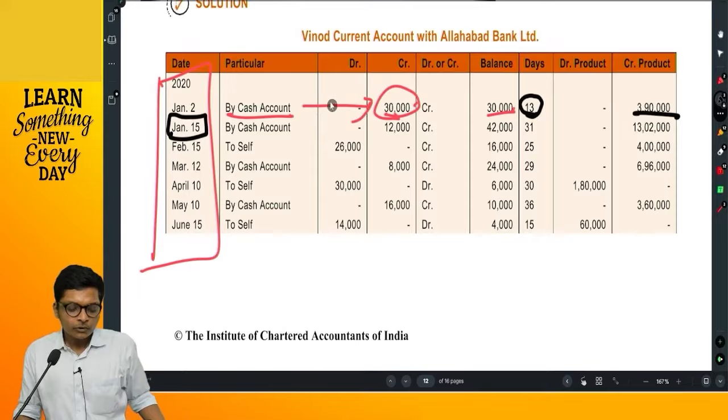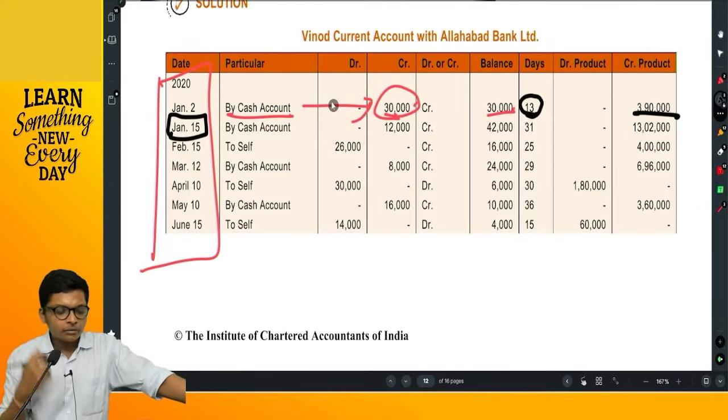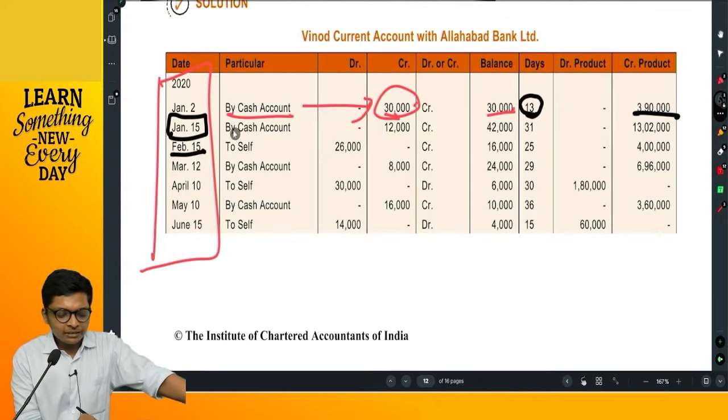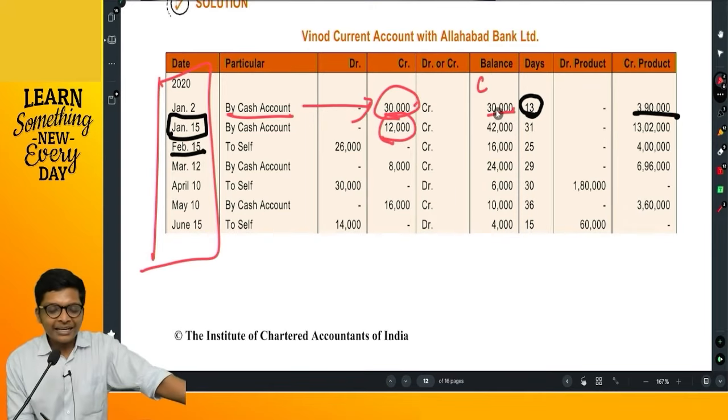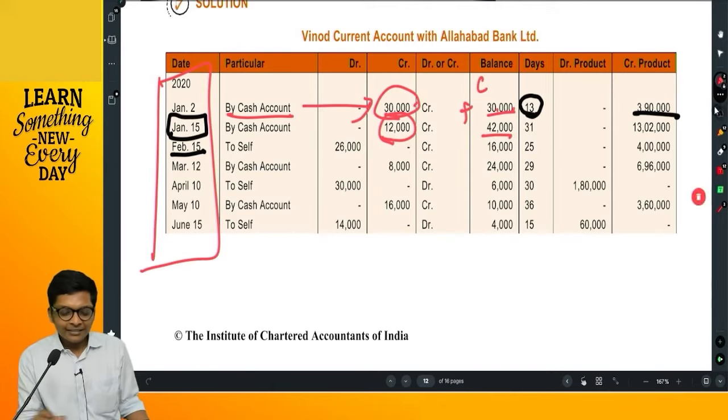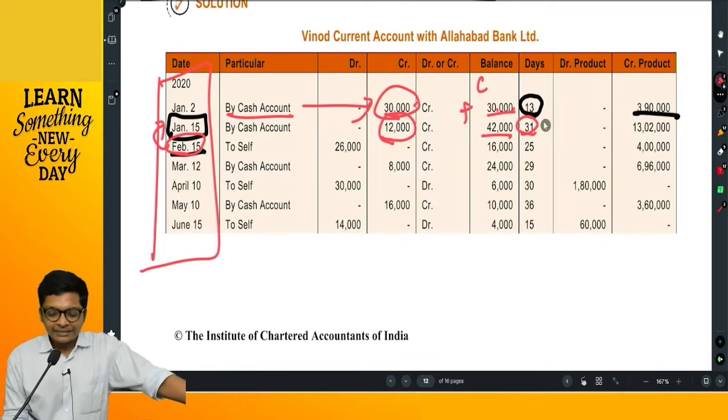Next again, when is the next transaction happening? 15th Jan. Cash deposit or withdrawal? So deposit again 12,000. Now the balance is cumulative, like a bank account. Earlier I had 30 plus 12, how much? 42. This 42 is there for how many days? Until the next transaction. When is the next transaction? Feb 15. So Feb 15 to Jan 15 is how many days? 31 days. On the 31 days again you find the product.